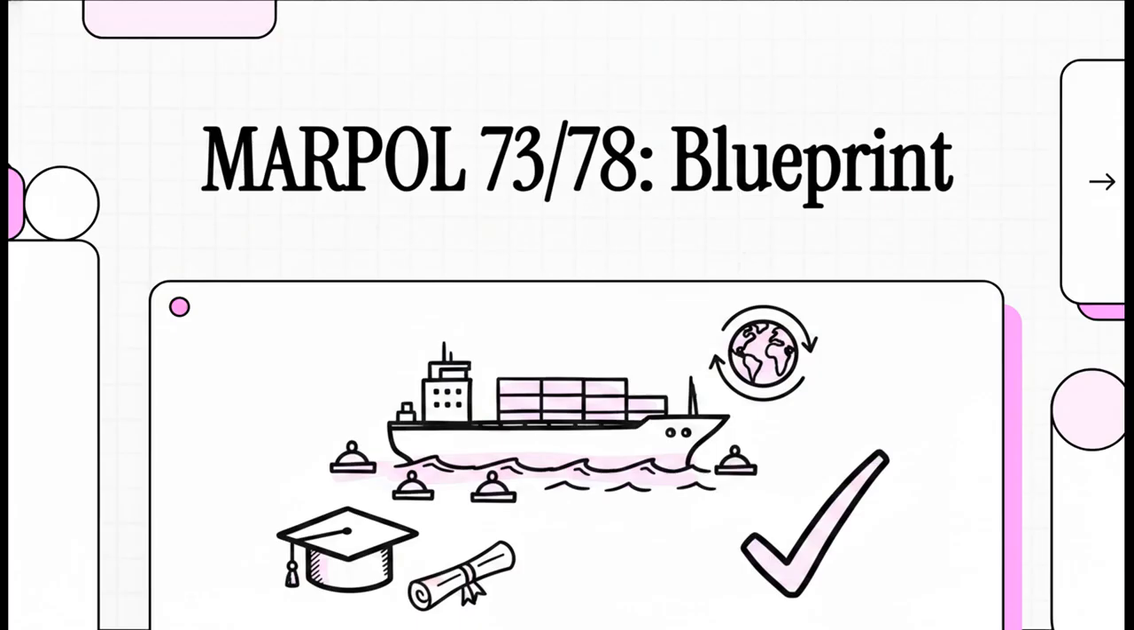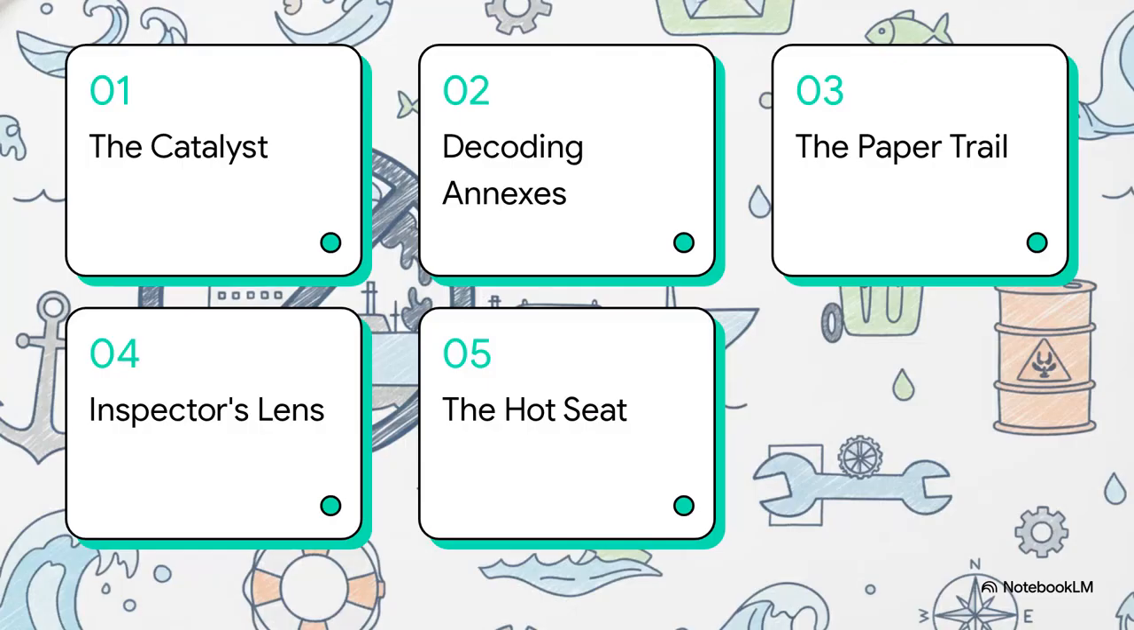And listen, mastering this isn't just about passing a grueling oral exam. It is the absolute fundamental baseline for keeping your ship out of detention and actually protecting the global marine environment. Here's our game plan for today. We're going to hit the catalyst, decode the 6 annexes, track the paper trail, look through the inspector's lens, and finally, put you in the hot seat.